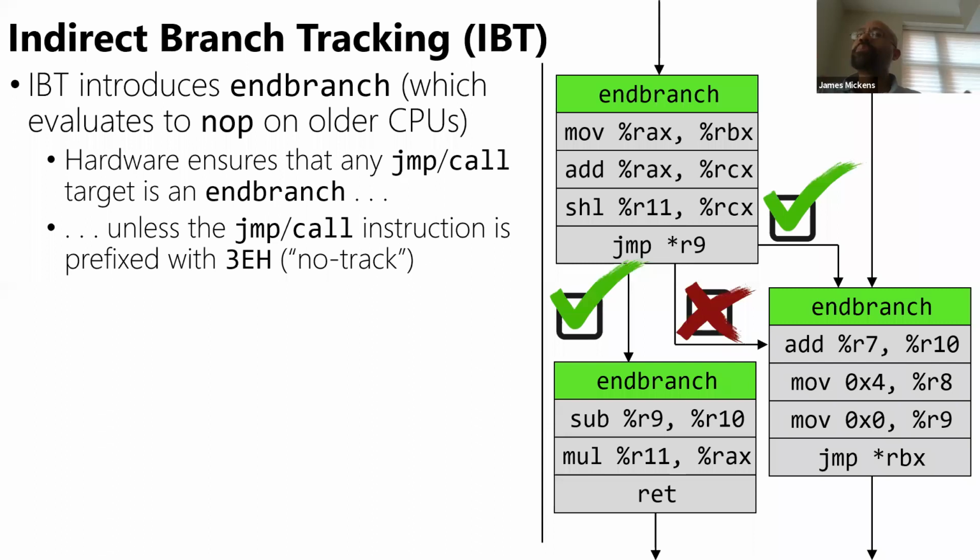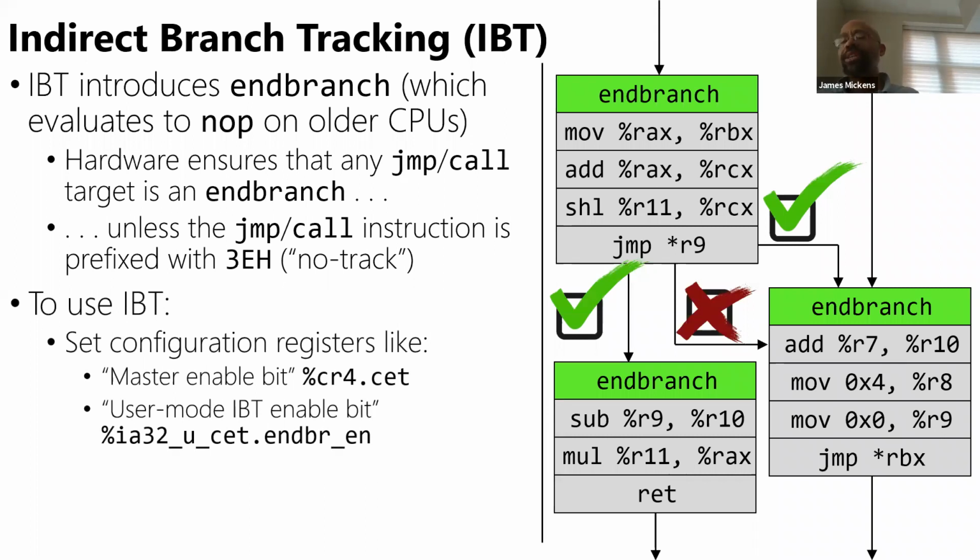Now, it is possible that the compiler can actually prefix a jump or a call instruction with this special 3EH prefix. That means "no track." So this is an example of one of those instruction prefixes I was talking about before. The hardware will ignore a jump or a call to a non-endbranch instruction if the jump or the call is prefixed with this. But otherwise, it'll look for that endbranch instruction.